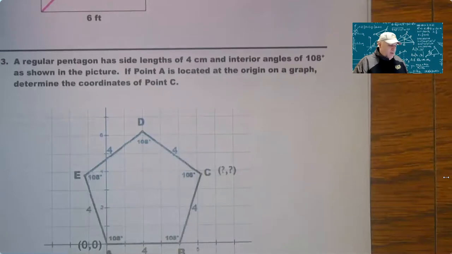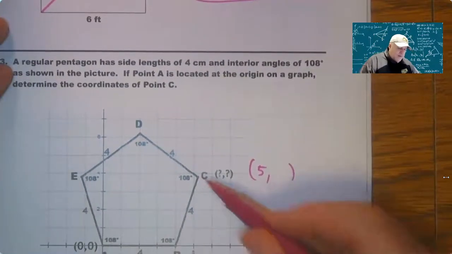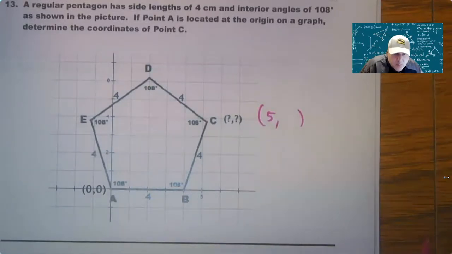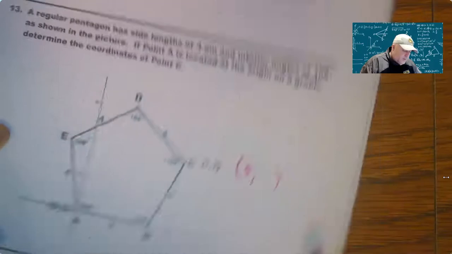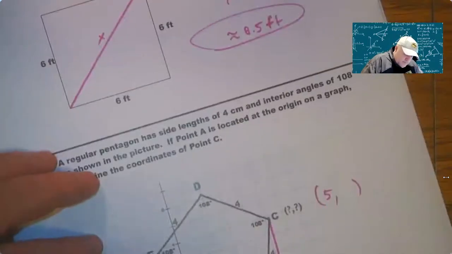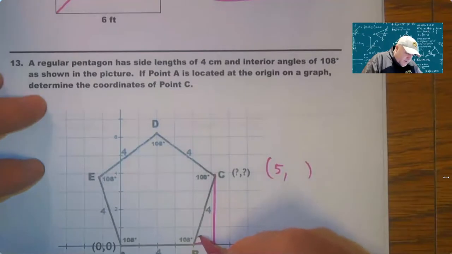All right, so we want to know what point C is here. Obviously you can tell that 5 is the x. I'm going over 5 and then up so many. No, let me stop that. All right, so what we have to do is solve this right triangle here. And this is one I put on here.